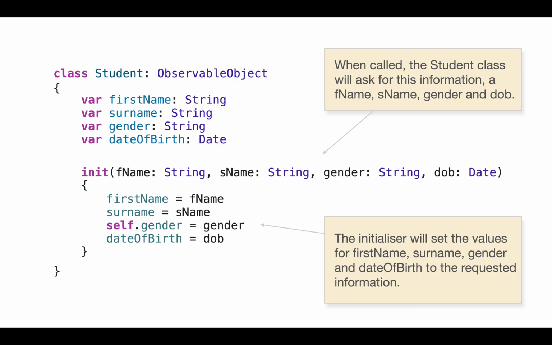The last one, date of birth, doesn't need self because date of birth is not the same as DOB, even though the values are the same and they'll be assigned to that. DOB is not the same as date of birth, so I don't need self, whereas the name and gender are the same in both the initializer and inside the object.